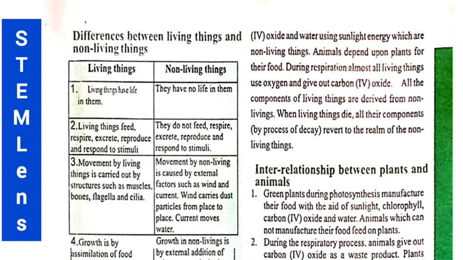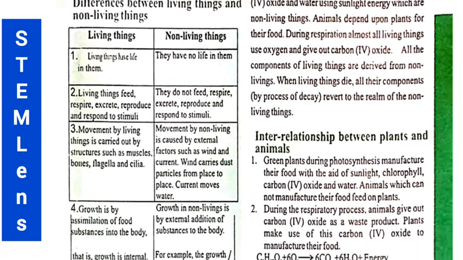Animals depend upon plants for food. During respiration, almost all living things use oxygen and give out carbon dioxide. All the components of living things are derived from non-living things. When living things die, all their components by process of decay revert to the realm of the non-living things.